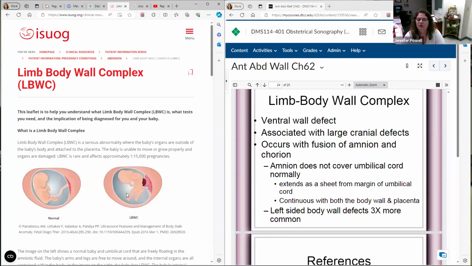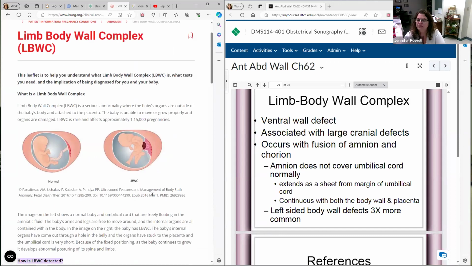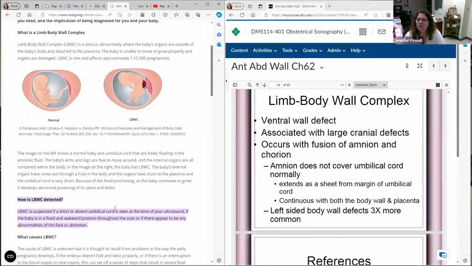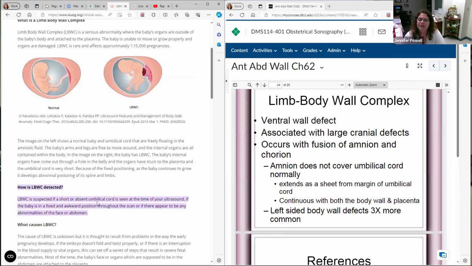So this is what a normal baby looks like with an attachment. This is limb-body wall syndrome. So this baby is attached directly to the placenta. So this is suspected if a short or absent umbilical cord is seen at the time of your ultrasound, if the baby is in a fixed and awkward position throughout the scan, or if there appear to be any abnormalities of the face or abdomen. So that's really all. It's not going into much detail.